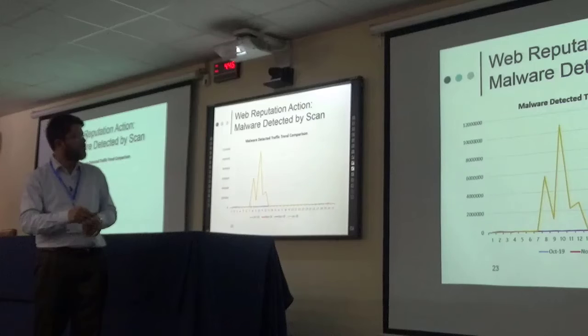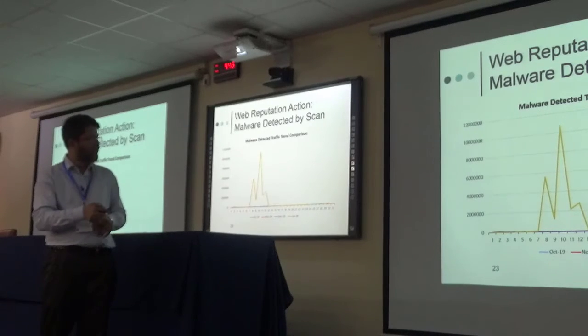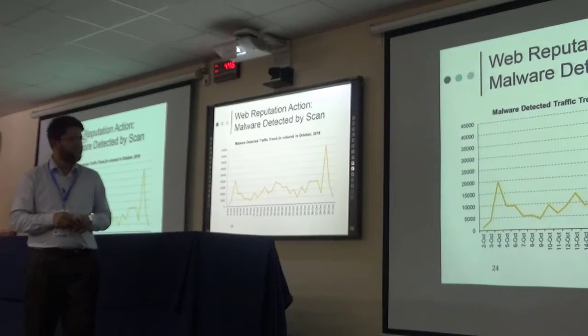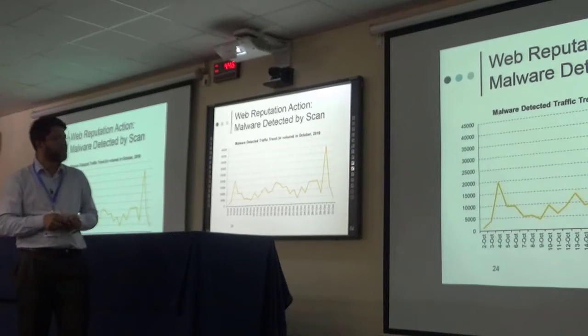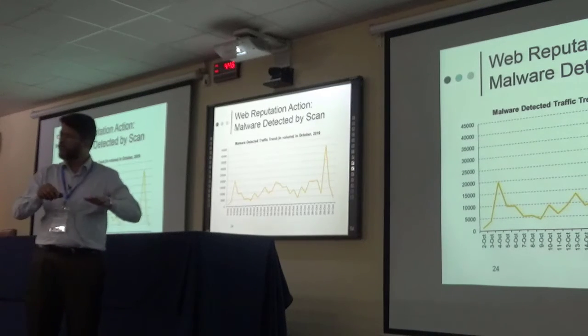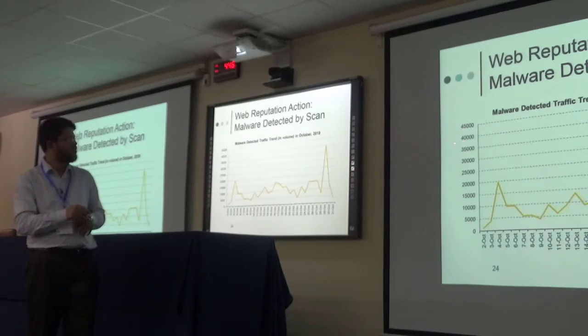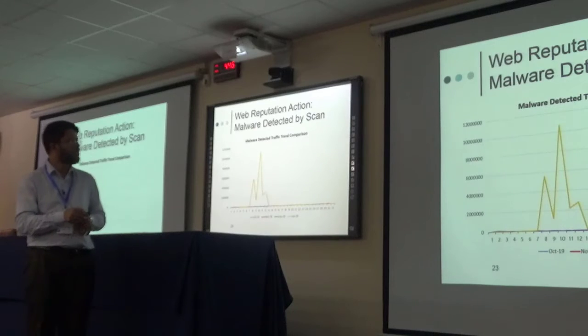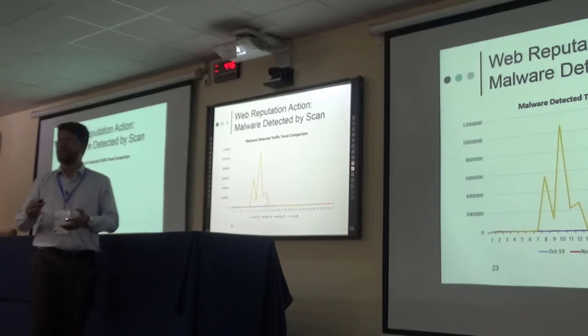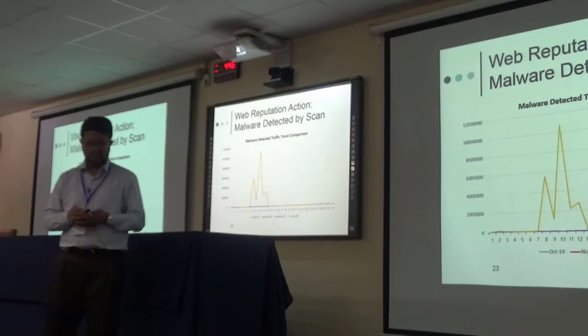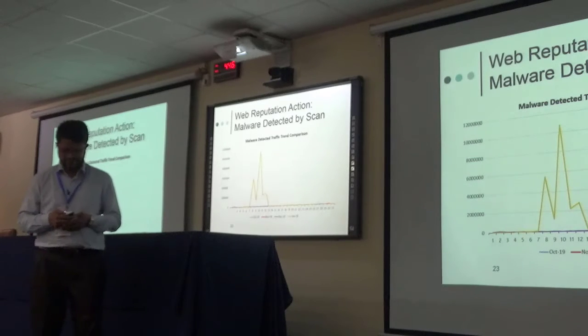This is for the whole 4 months. This is a more inner view for the month of October. Right. So as you can see, for the month of October, we see only 40,000, which is the maximum. But in January, we see more than 10 million, which is a huge high in terms of malware detection.